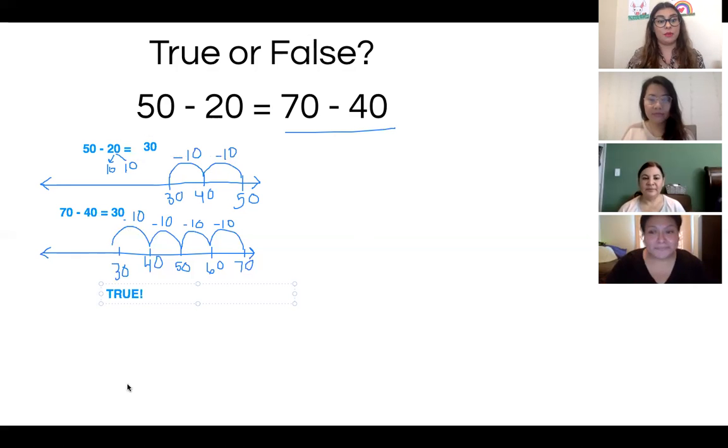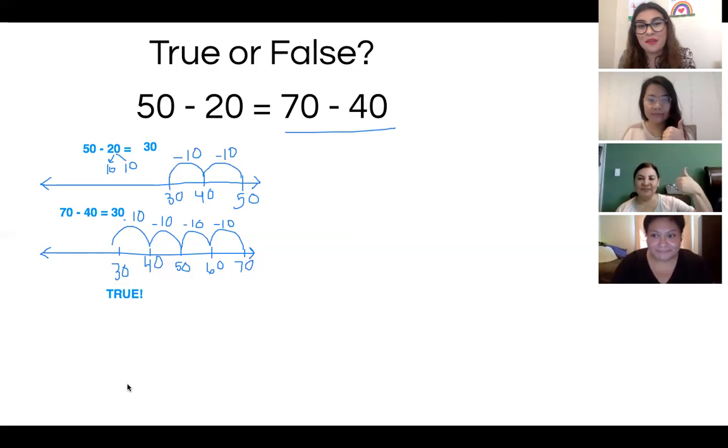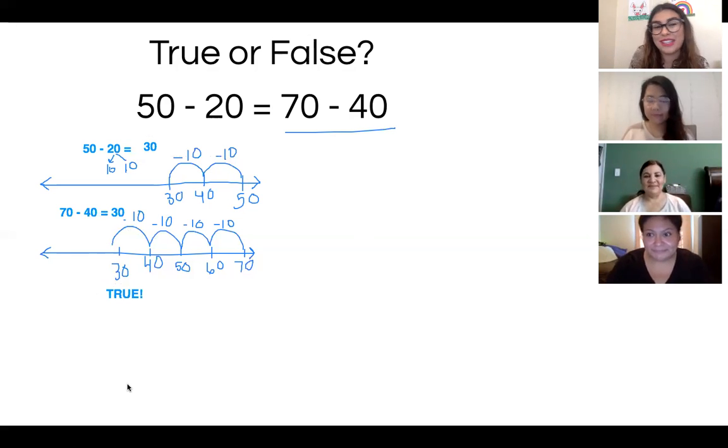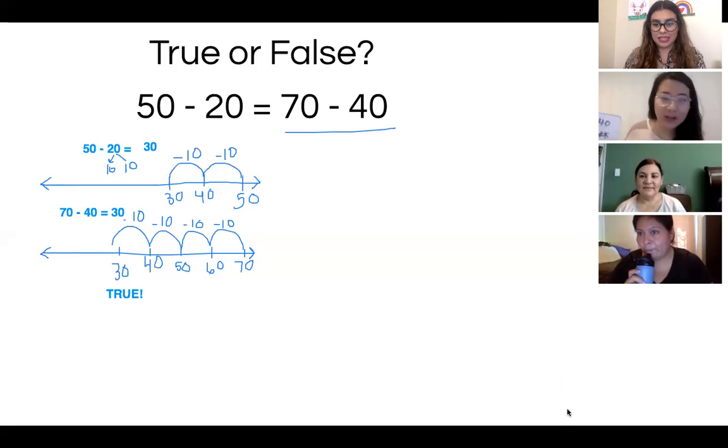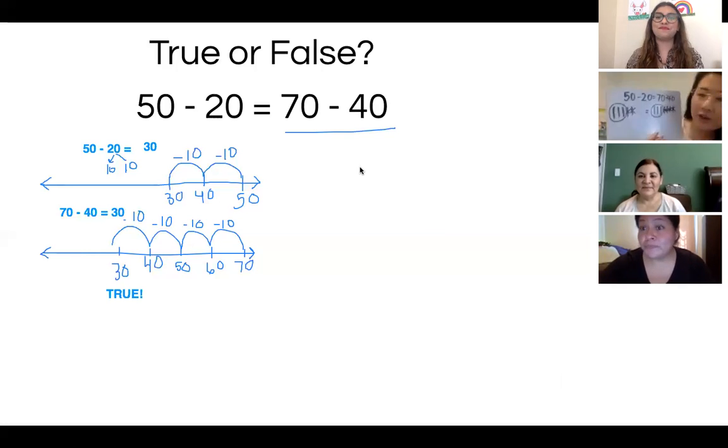So Ms. Rosales believes that the equation or the number sentence is true. All right, let's see if someone else has a different idea or if they agree with Ms. Rosales. Let's go with Ms. T. What strategy did you use to figure out if this equation is true or false? So I used my tens in one strategy, but actually it's just a 10 strategy because there's no ones in here. So I did 50 minus 20 equals 70 minus 40.